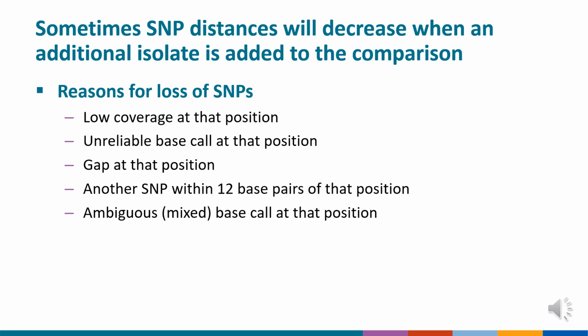Even though isolates with WGS quality issues like low coverage or contamination are excluded from the comparison, there can still be changes in the SNP distances when a new isolate is added to the comparison because of the filtering criteria. If a SNP that passed all the filters in a previous comparison does not pass all the filters in the newly added isolate, it will be filtered out. There could be low coverage, an unreliable base call, a gap, another SNP within 12 base pairs, or an ambiguous or mixed base at that position in the isolate that is being newly added to the analysis.